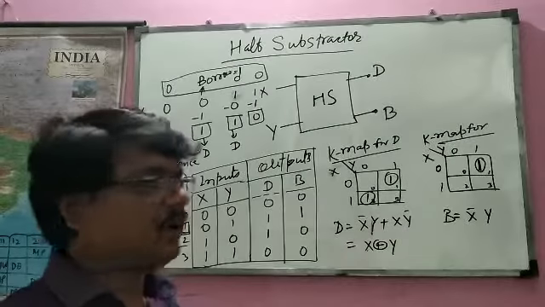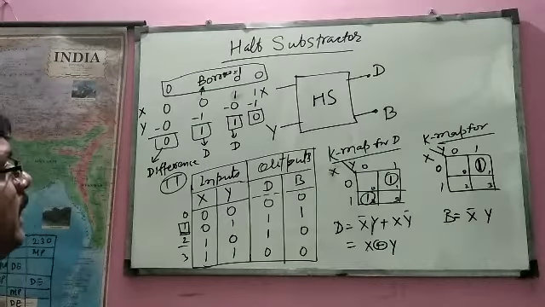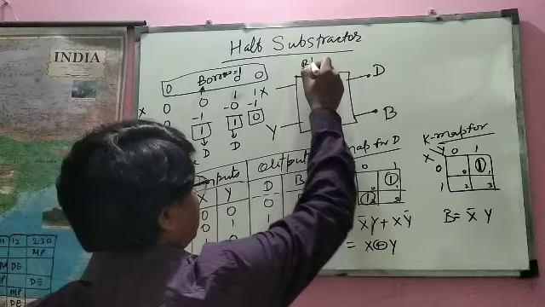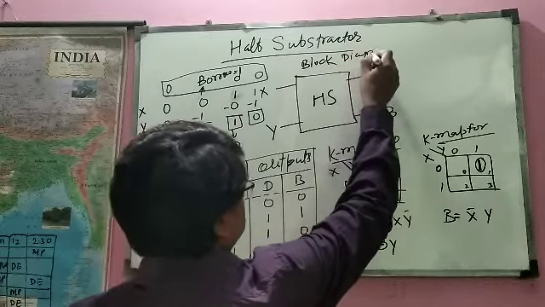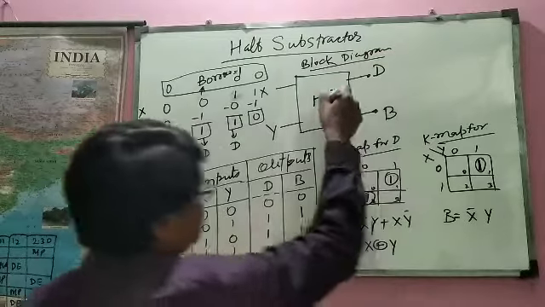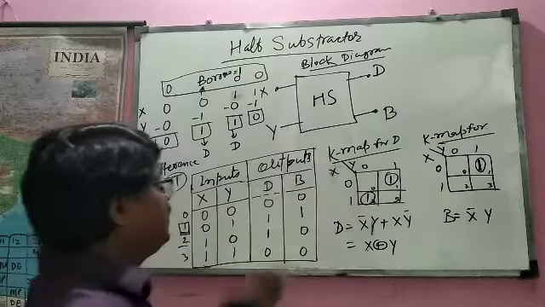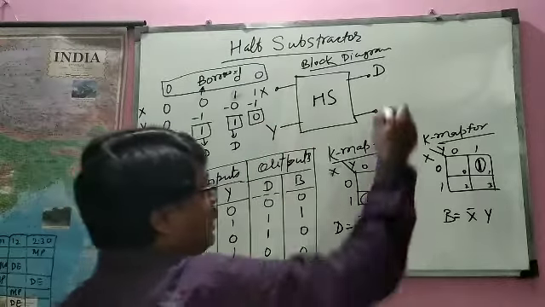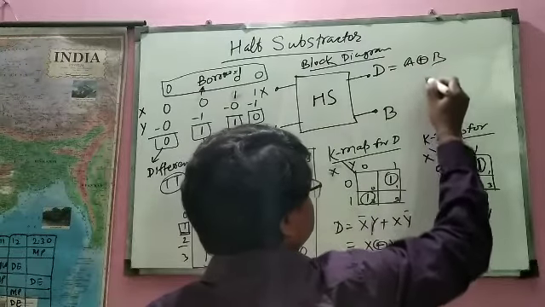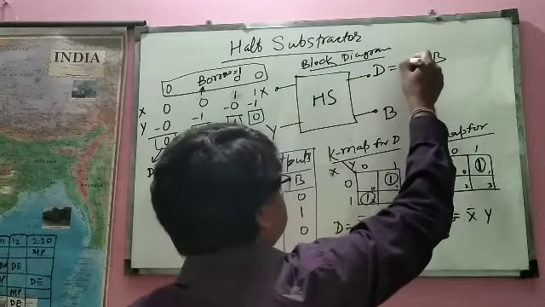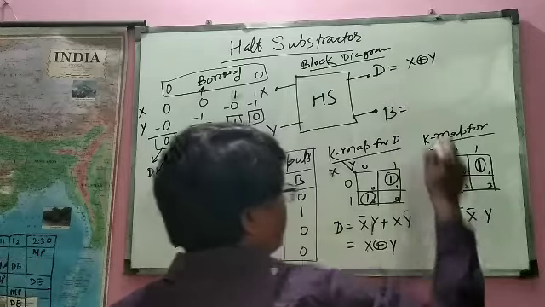implement the circuit. So let us implement the circuit. And this is the block diagram. If anyone asks you to make the block diagram, you must make this one. Write the inputs X and Y, and what will be the value of D, difference? Difference will be A XOR B, sorry, inputs are X and Y now, so it will be X XOR Y, and what will be B?